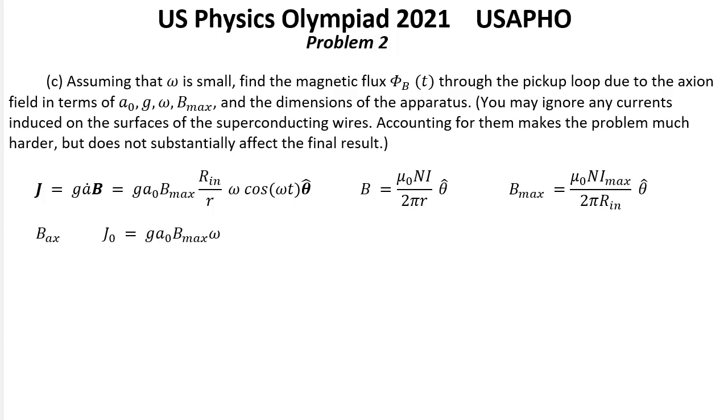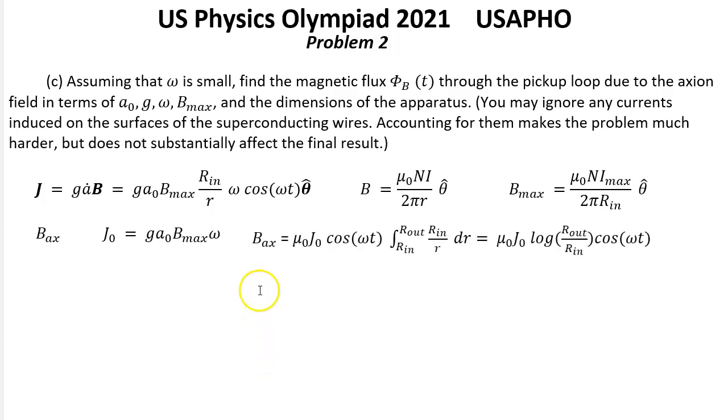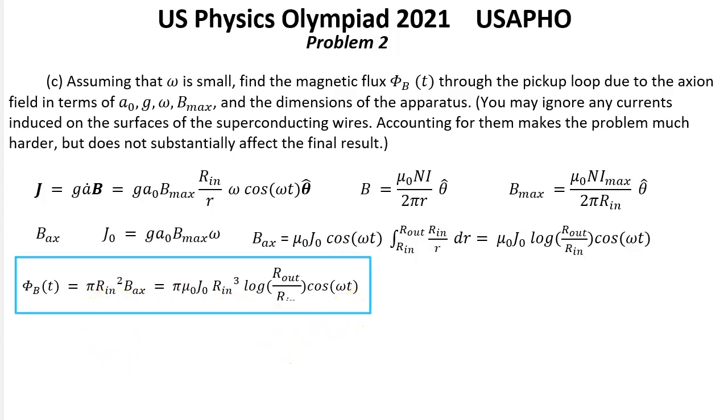Then using Ampere's law we have B_a equal this integral, which finally gives us the result mu 0 J0 logarithm R out over R in multiplied by cosine omega t. The magnetic flux through the pickup loop then will be pi R in squared B_a, which is equal to this expression. This is the solution for question C.